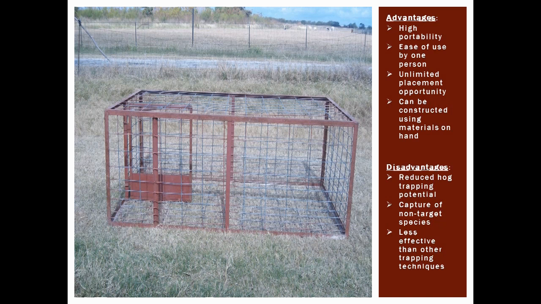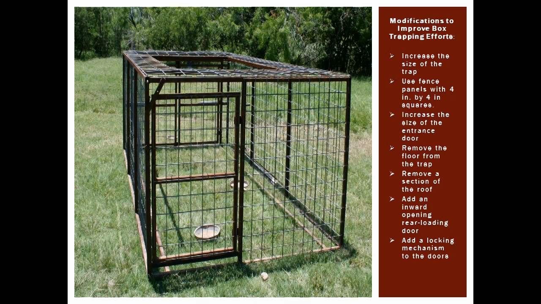Research suggests that corral traps are more efficient in capturing feral hogs than box traps. However, some situations and environmental conditions preclude the use of corral traps, making box traps a viable alternative. Several modifications can be made to box traps to improve their effectiveness and safety. These include increasing the size of the trap, using fencing panels with 4-inch by 4-inch squares, increasing the size of the entrance door, removing the floor from the trap, removing a section of the roof, adding an inward opening rear loading door, and adding a locking mechanism to the doors.